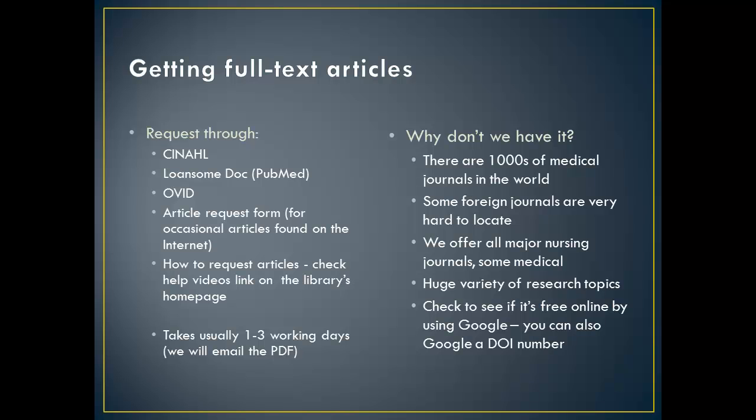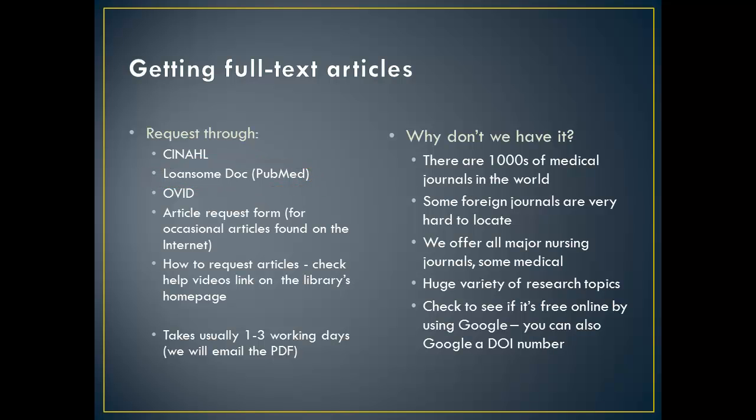We get articles that we don't have from other libraries. It normally takes us 1 to 3 days to get an article we don't have and email it to you in a PDF. We prefer using Lonesome Doc, since the lending library will oftentimes email an article directly to you and you don't have to wait on us to turn it around and send it to you.